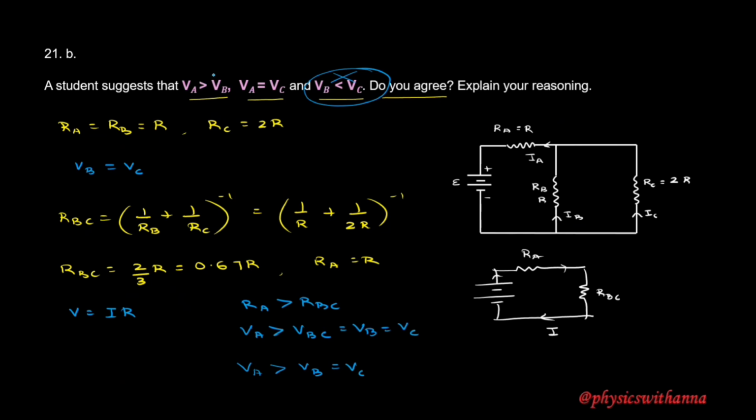So here the first relationship is correct, where VA is greater than VB, but VA is not equal to VC, so the second relationship is also not correct. So out of the three relationships, only the first one is correct, the other two are not.